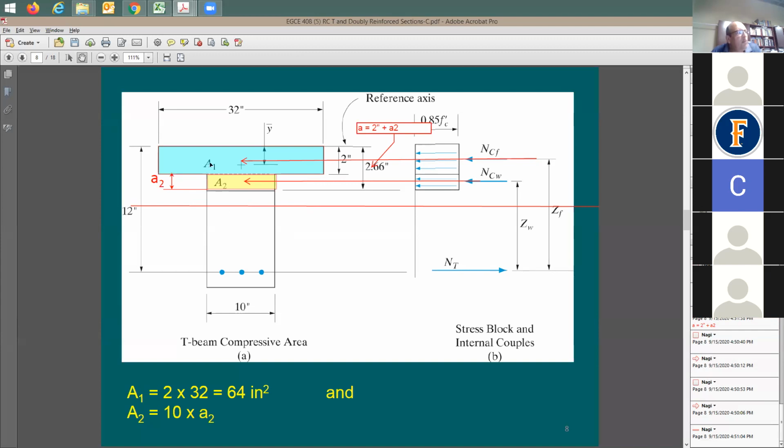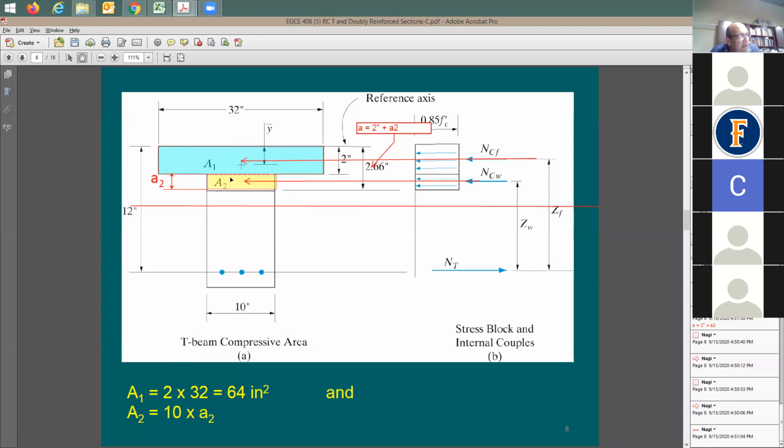Now, how much is A1, the cross-section area, A sub 1, uppercase A? You see this is equal to 32 times 2 inch, correct? Not going to change. How about this A2 for the yellow area? It is equal to 10 inch multiplied by A lowercase 2, correct?